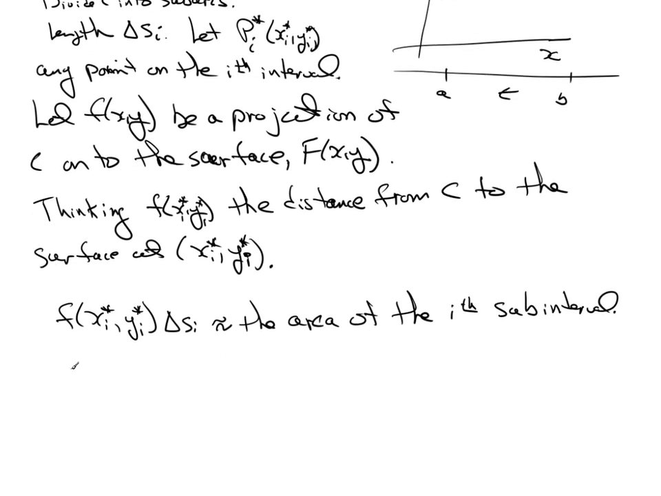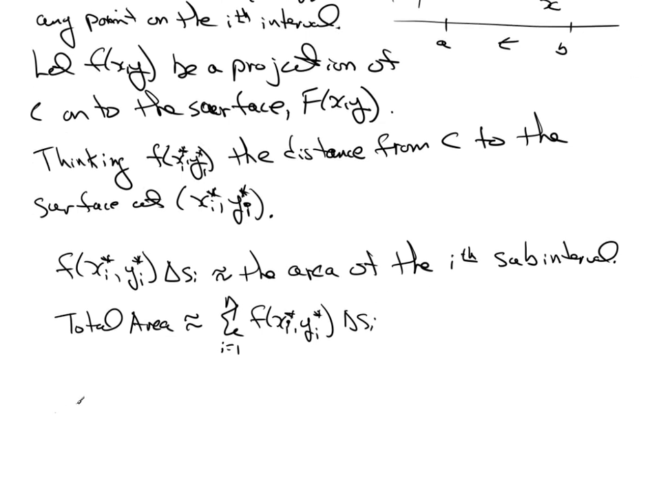So with that, I can say the total area is going to be approximately the sum i equals 1 to n of f of xi, yi times delta si. So of course, the next thing we're going to do is take the limit. If I take the limit as n goes to infinity of the sum i equals 1 to n of f of xi, yi times delta si.